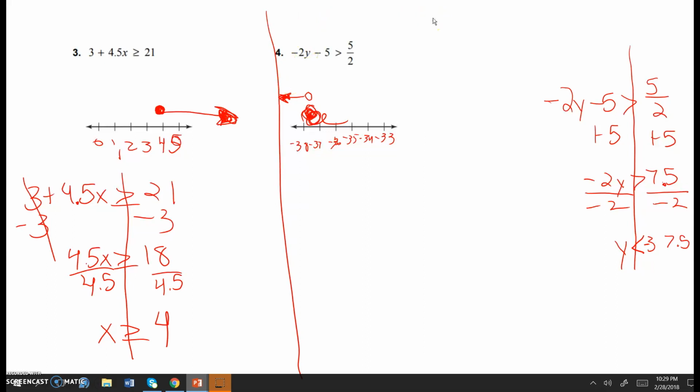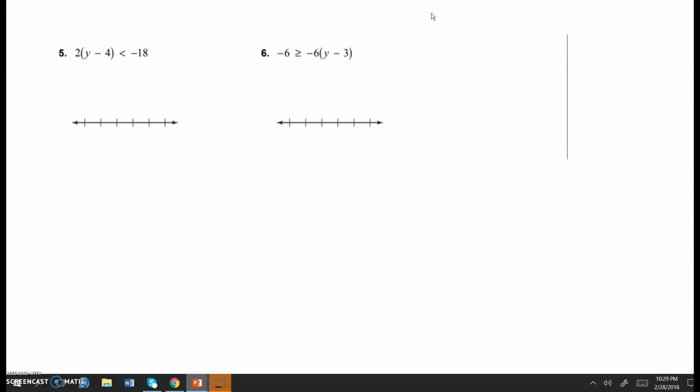All right. Next one. Draw the line down the middle. Now these are ones where you have to distribute before, so now we're at another step. So we need to distribute. 2 times y is 2y. 2 times 4, negative 4 is negative 8. It's less than negative 18. Now we can start solving it.